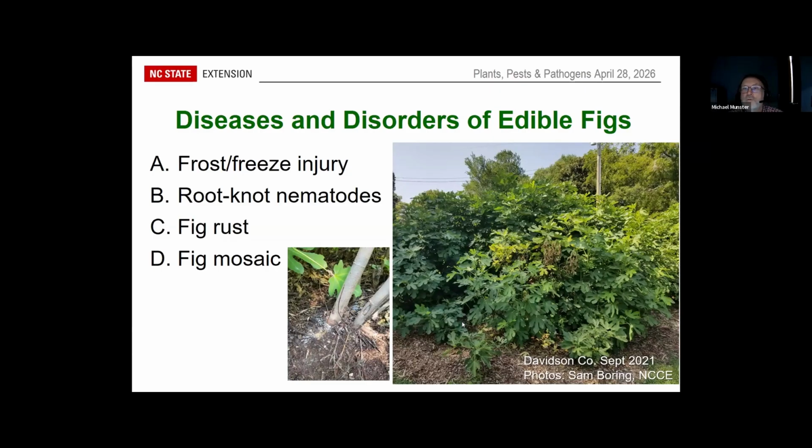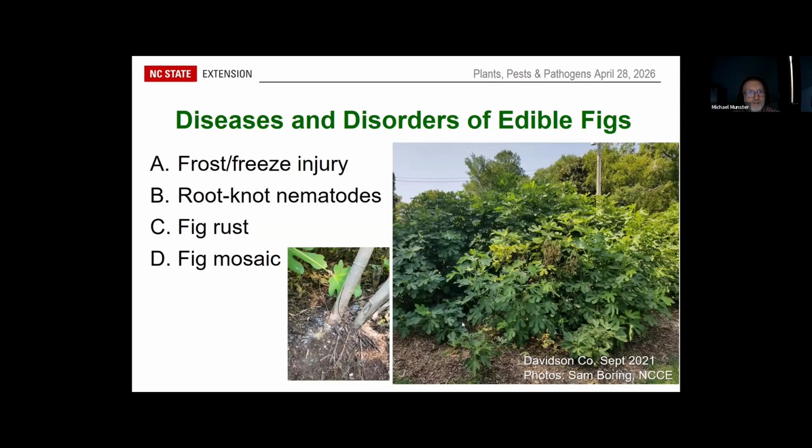Launching our poll here. So of these four problems that we would see on fig, which are we looking at in these photographs? They're from the same site. Is this frost or freeze injury? Is it the result of root knot nematode? Is it fig rust or fig mosaic?